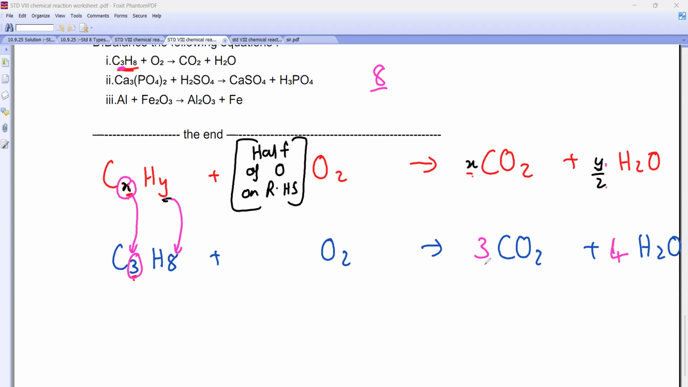Now you count how many O is here. 3 into 2, 6. 6 plus 4, 10. So 10. What you have to do? Half of the oxygen on the right hand side. On the right hand side, how many oxygen did I get? 10. What is half of 10? 5. Equation balanced. I gave you a nice trick, bro. Best trick I gave you. Clear?